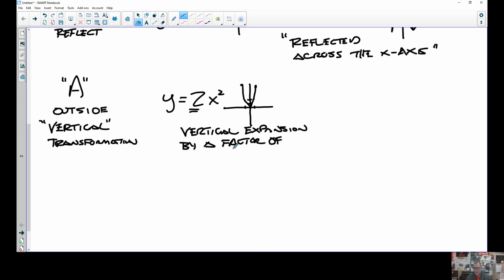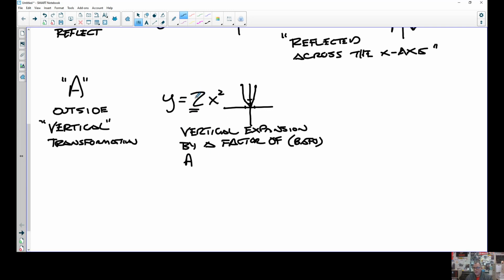It's not vertically expanded by, it's by a factor of. And you can abbreviate this as BAFO, just so it's not as tedious to write out. By a factor of, in this case, whatever a is. So this would be vertically expanded by a factor of 2. All right, that's what it means to be outside, and that's what it means when this is true.